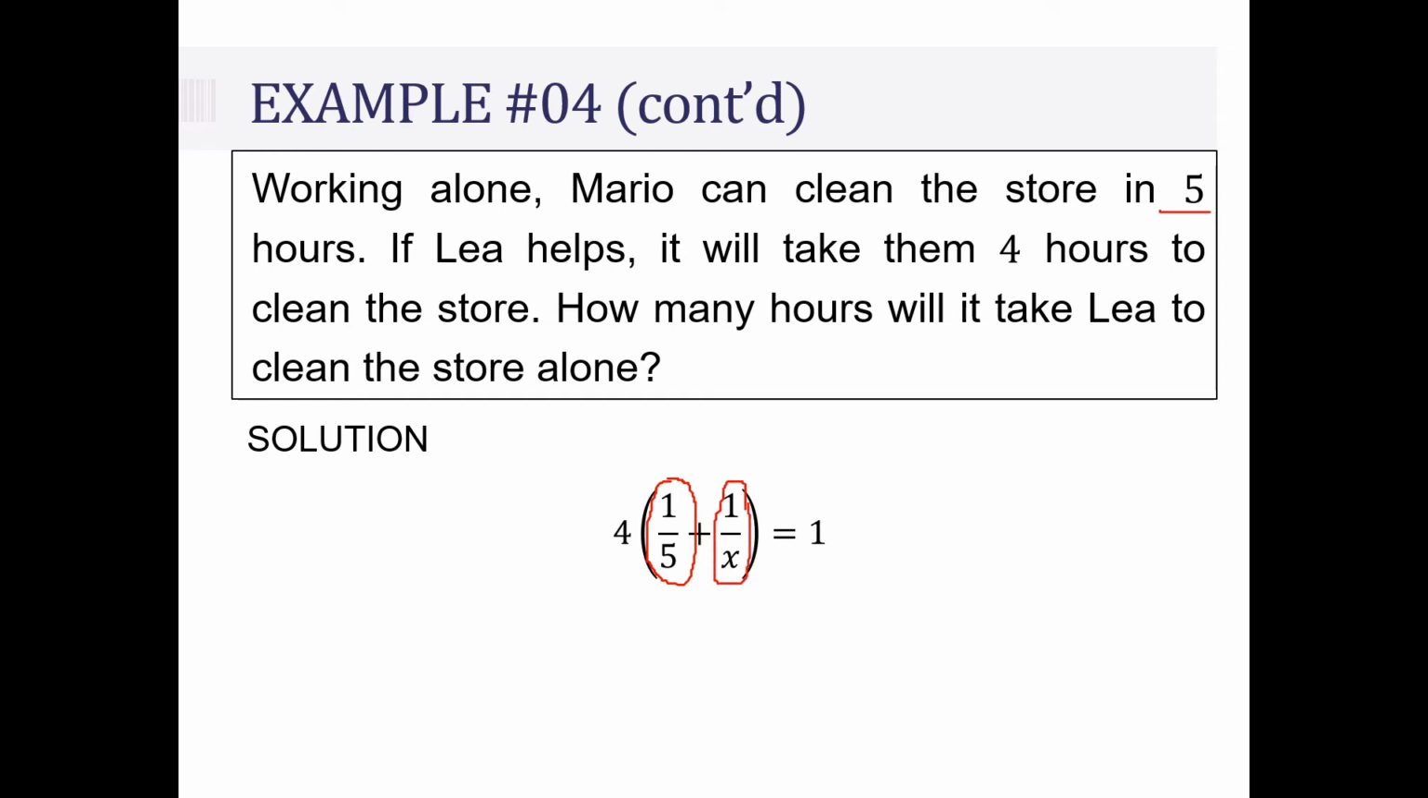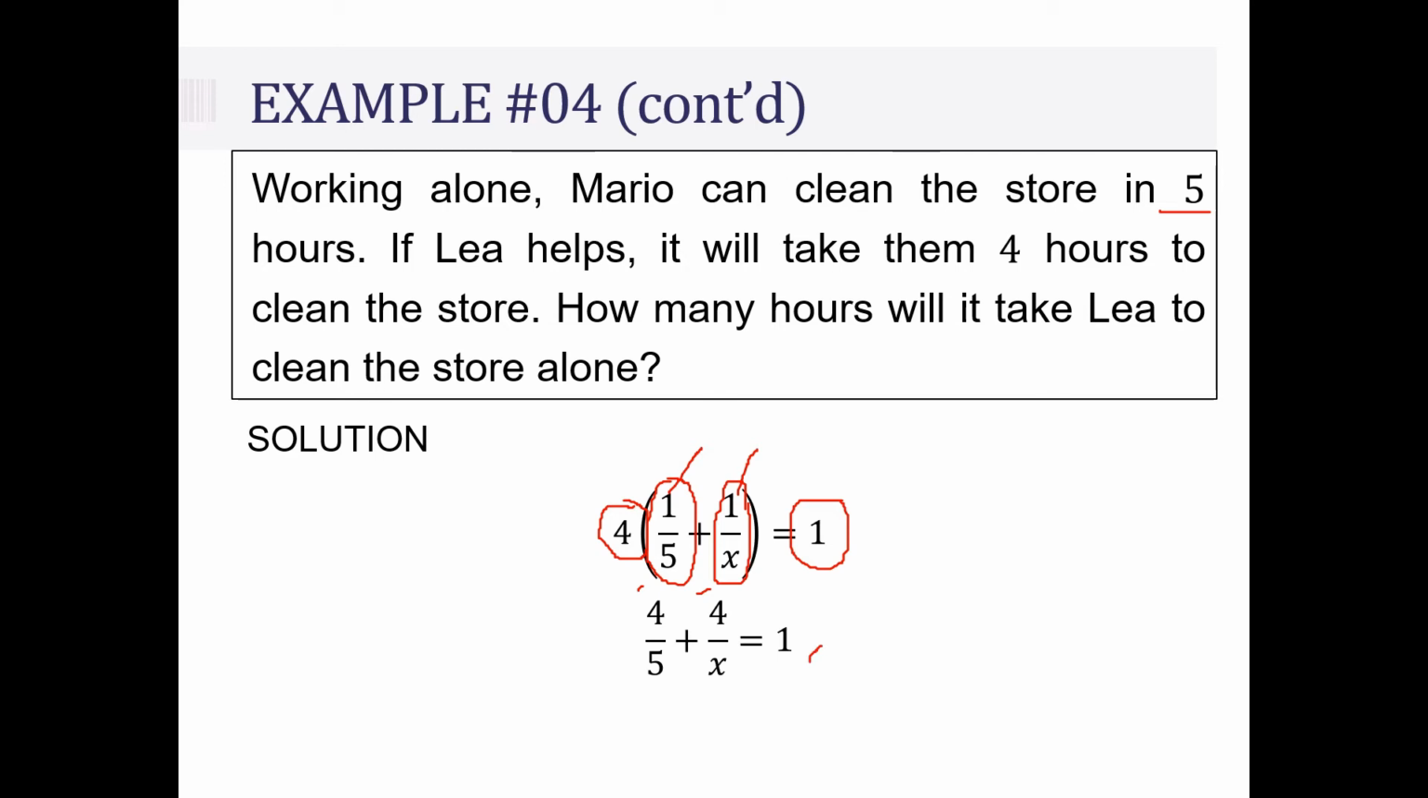Ngayon, kung yung parts na yan na nagawa ni Mario at nagawa ni Leia ay pinagsama natin, matatapos daw nila in 4 hours. Kaya merong 4 doon. So, this means that 1, completed na yung ating work. Part ni Mario plus part ni Leia times kung ilang oras sila together na naglinis equals tapos ang trabaho. Ngayon, kung ipapasok natin si 4 doon sa loob ng parenthesis by distribution, that is equal to 4 over 5 plus 4 over x equals 1.